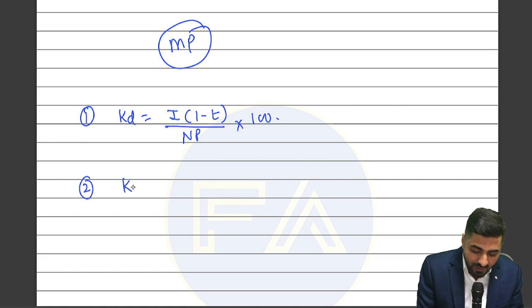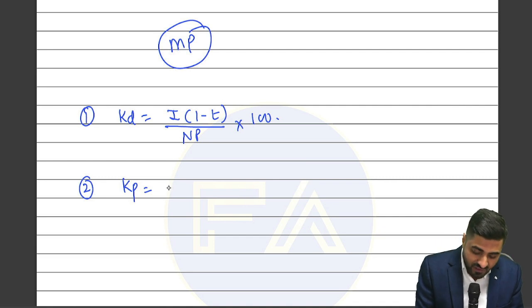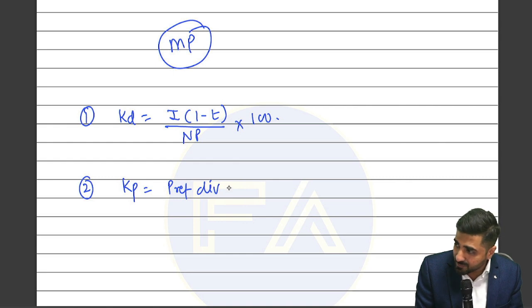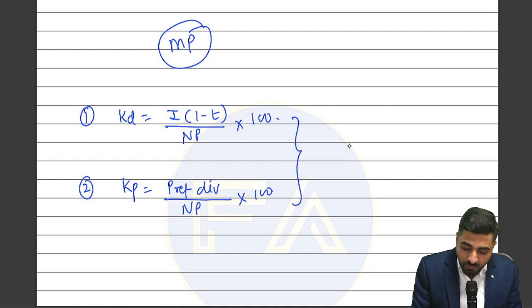Then what about KP, the cost of preference shares? It will be preference dividend. Is there any tax savings in the preference dividend? No. I will simply divide that by net proceeds. But both of these are only possible when the instruments are irredeemable.